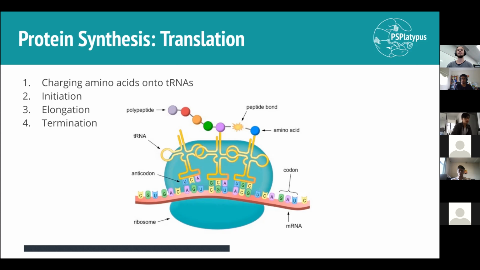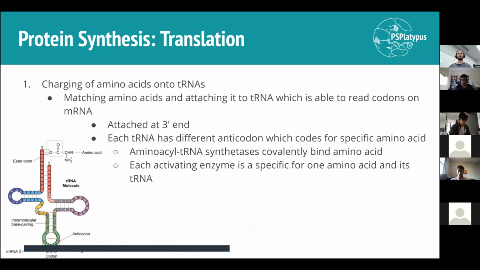Then we have initiation, which is the beginning of translating the mRNA into the protein. Elongation, which is the process of actually making the length of protein. And termination, which is, okay, we've read all of the mRNA, we've made the protein, now it's time to stop. And that will end up with the polypeptide.